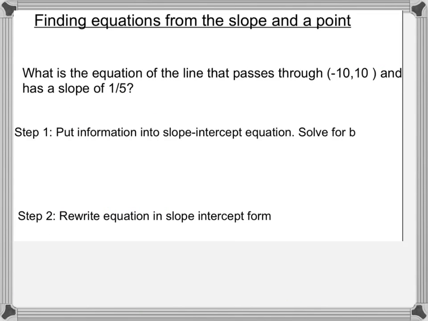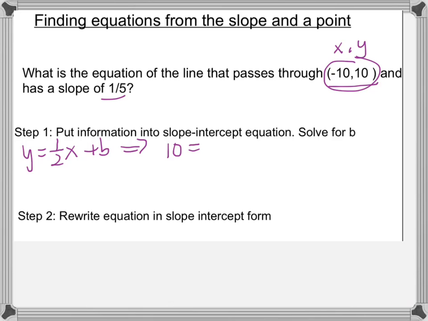Okay, let's try it one more time. So let's say we have a line that's passing through (negative 10, 10). It has a slope of 1/5. So the slope of 1/5 means that I can put that in for m. Okay, a solution of (negative 10, 10) means that I can go ahead and put 10 in for y. Remember, this is x, y. And let's see what happens when I put negative 10 in for x.